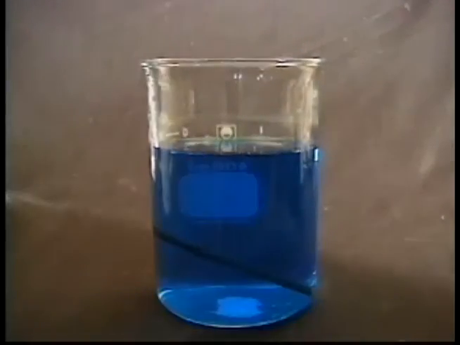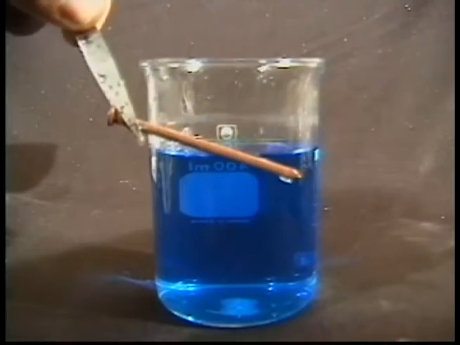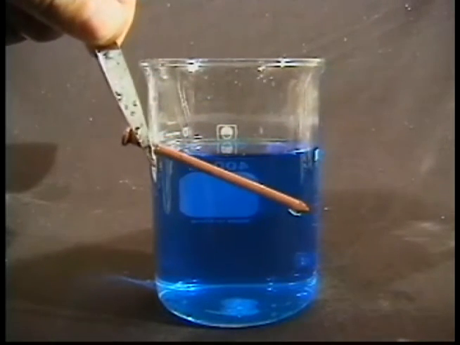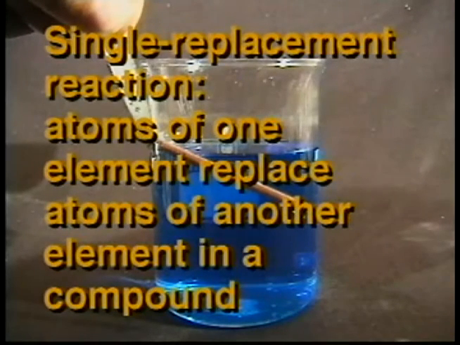In some reactions, it is possible for an element actually to replace an element in another compound. Here, the copper in the blue solution replaced the iron coating on the nail. In a single replacement reaction, atoms of one element replace atoms of another element in a compound.